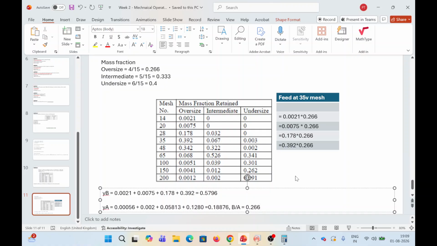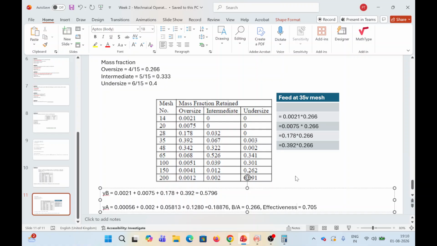Any questions in this? Since I calculated this before, your effectiveness, or efficiency, is coming around 0.705. This is the value. Efficiency, or you can say effectiveness, is 0.705. Any questions in this? Anything that is confusing?